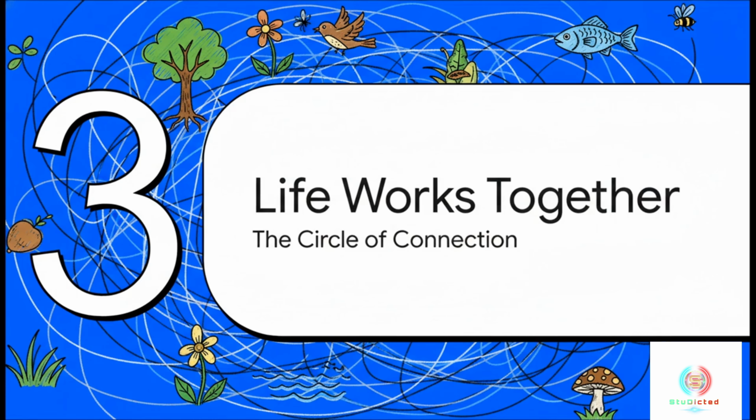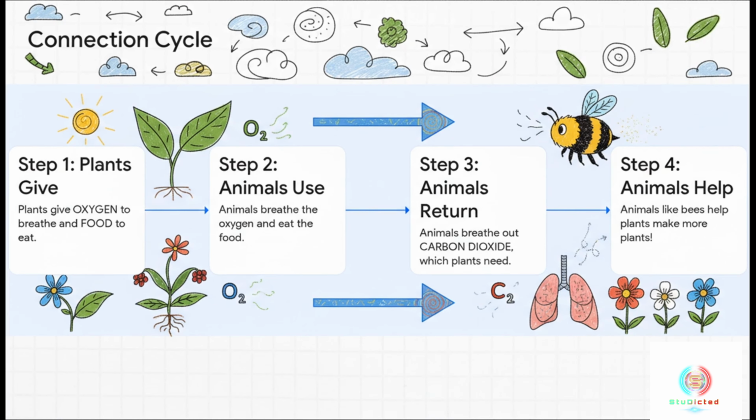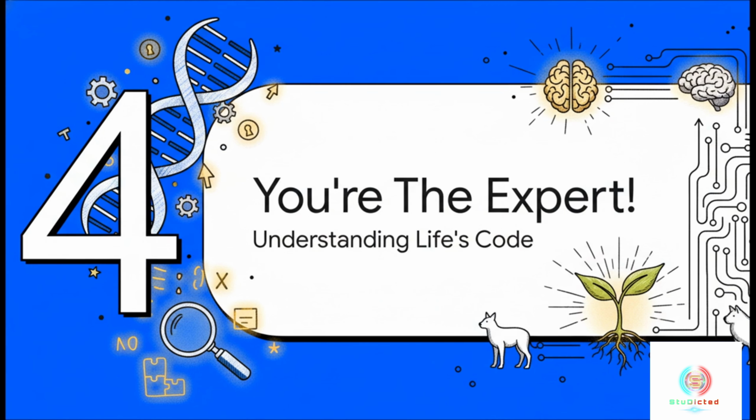Now that we know how to tell what's living and what's not, let's look at something even bigger. You see, living things aren't just existing all on their own. They're all connected in this giant, incredible web. They actually depend on each other to survive. This is that circle of connection in action, and it's just perfect. Plants give animals oxygen to breathe and food to eat. In return, animals breathe out carbon dioxide, which is the exact thing plants need to live. And then you have animals like bees who are essential helpers, flying from flower to flower, helping the plants reproduce. It's a perfect partnership.